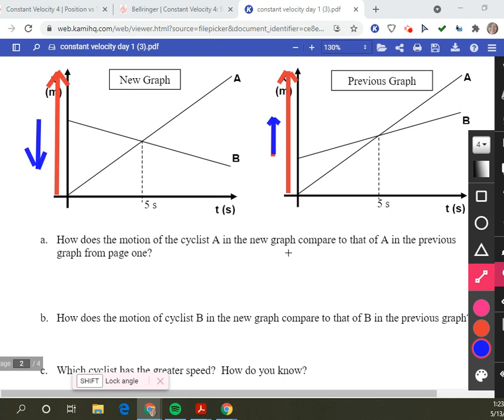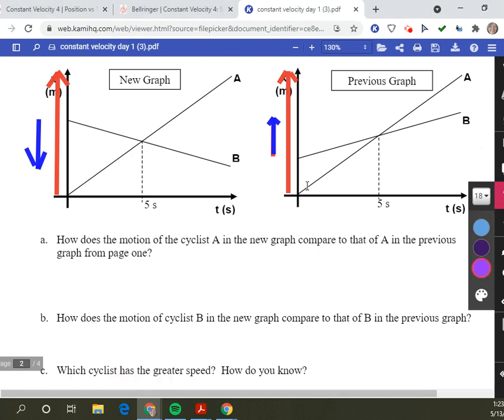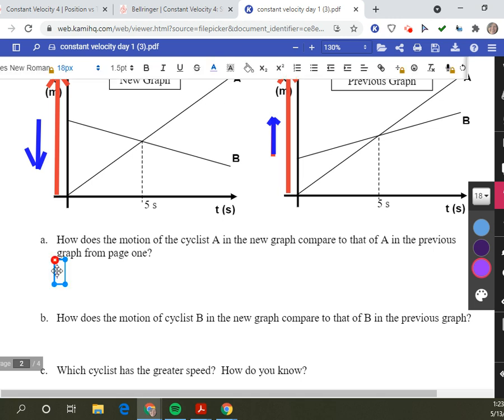So, how does the motion of cyclist A in the new graph compare to that of A in the previous graph from page 1? It's kind of like one of those illusion pictures. What do you see that's different, or what do you see that's the same? A is actually the same. You see that line? It's exactly the same slope. It's exactly the same distance. So we could write A is the same line and travel or velocity.